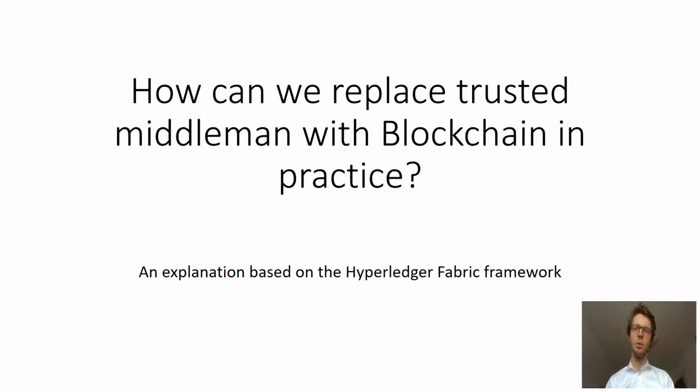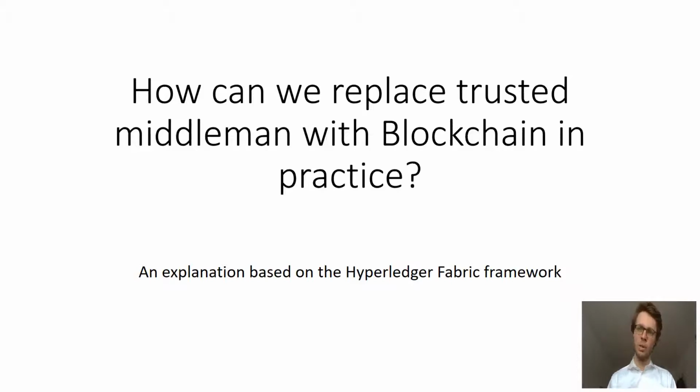Today's topic is how can we replace trusted middlemen with blockchain in practice? What does that mean? If we have a transaction, we always have a trusted middleman like a bank in the middle. And with blockchain, as you probably have heard, we can replace those middlemen. But how does that really work? That was a question that I had.